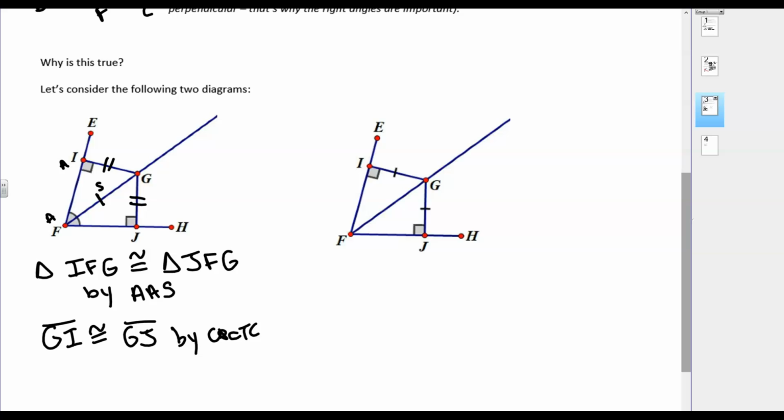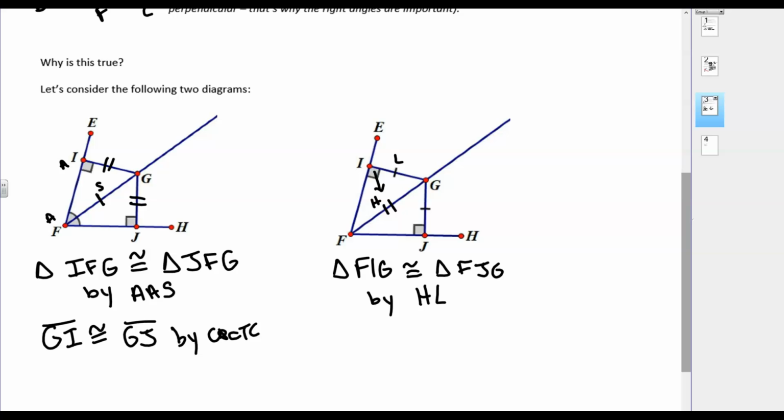Things I can add to my diagram real quick. We've got a shared side, FG, just like before. Therefore, now I've got side-side-angle, which isn't a way to prove, but this is a right triangle, which means that this is a hypotenuse and this is a leg. Therefore, I can say that triangle FIG is congruent to triangle FJG by HL.